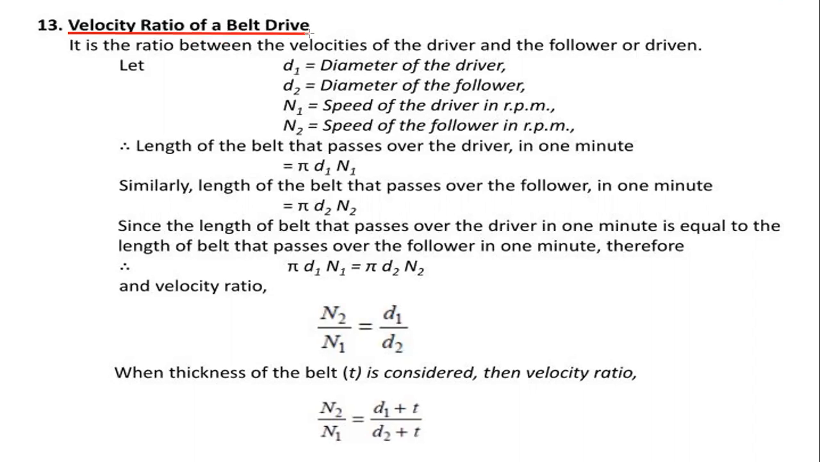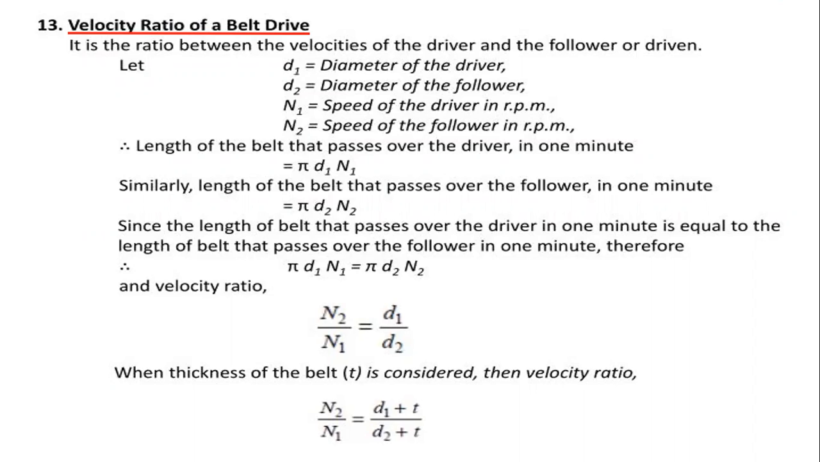Our topic is the velocity ratio of the belt drive. It is the ratio between the velocities of the driver and the follower. So it needs to be taken for the driver and the follower. The follower is also taken as the driven pulley.